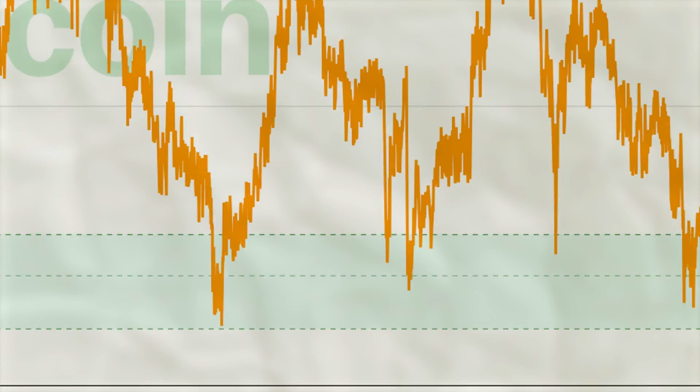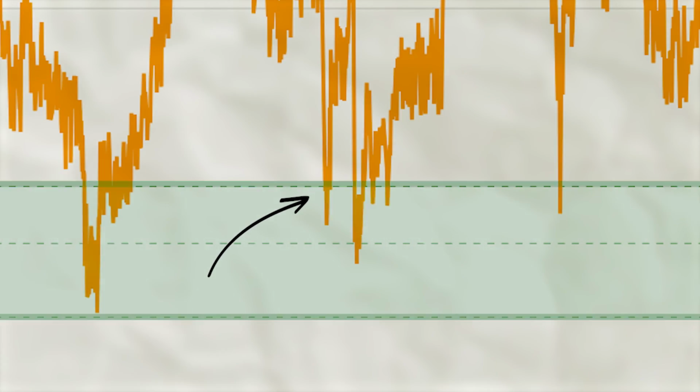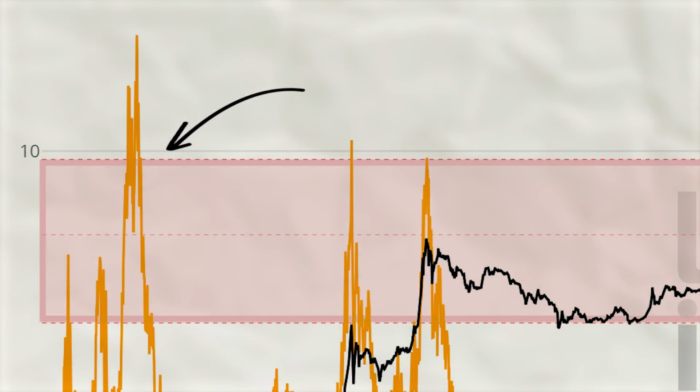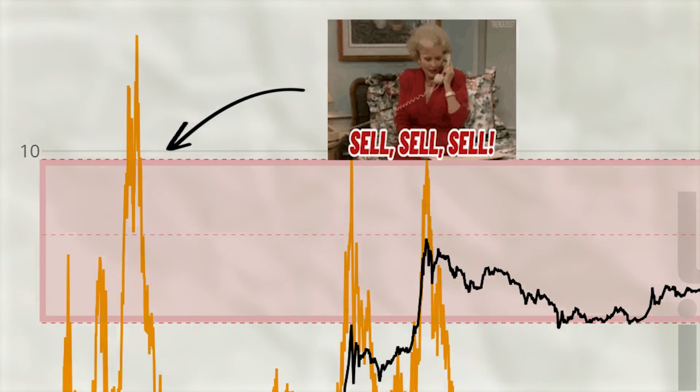When the value of the Puell multiple dips into the green box, it has historically rewarded buyers in this zone with outsized gains. In contrast, when the value is high and enters the red box above, it becomes a sell signal. Well, that was it.